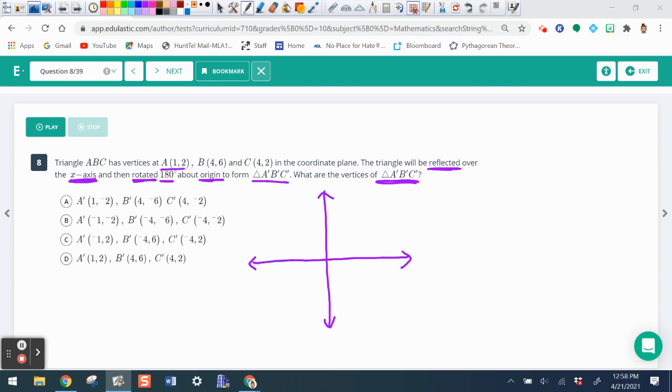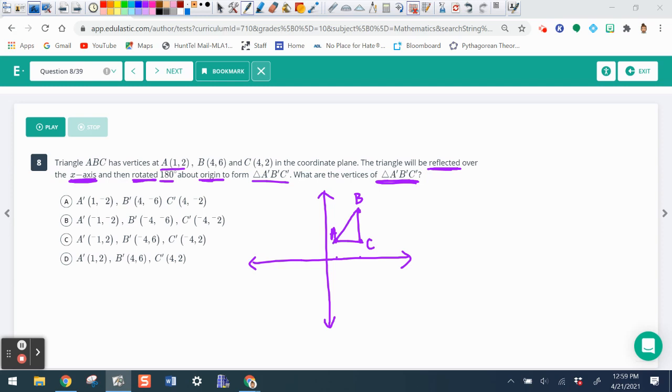So A is located at 1, 2, which we can say this is 1, so 2's up here. So let's just say that's A. And B is located at 4, 6, so somewhere over here and up a little higher, there's B. And C is located at 4, 2, so in line with B, but also in line with A. So in fact, I imagine it's going to make a right triangle, but we don't really need to know that.